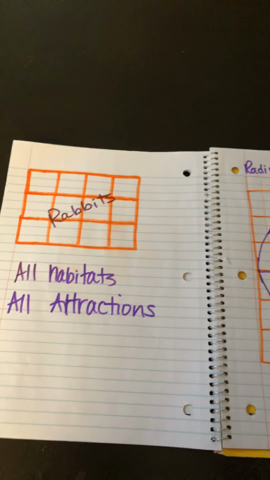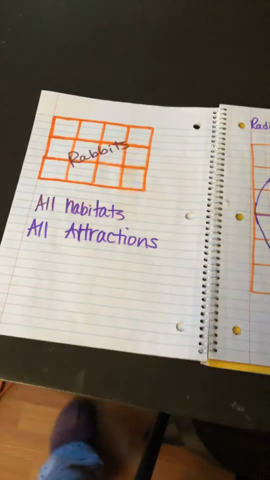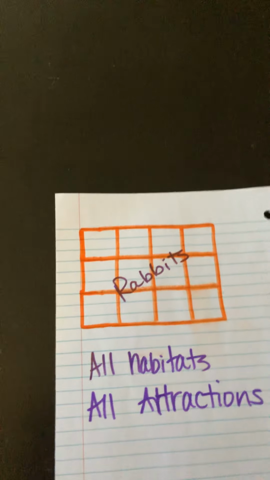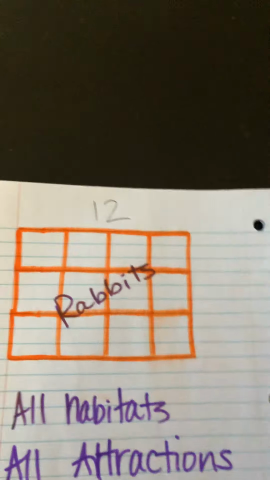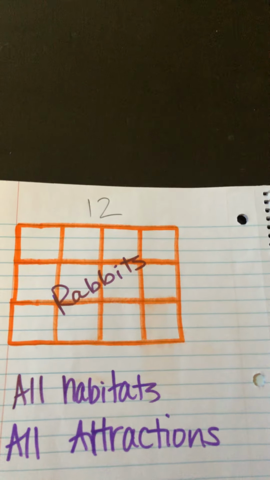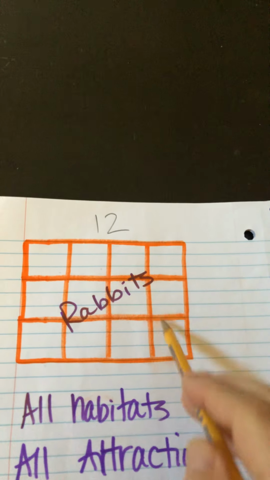I don't have graph paper, so I kind of tried to draw it out in my notebook so you would see. So when your rabbit, if you did rabbit, let's say, they have an area of 12. So you have to make sure that each one of those boxes equals 1 square meter. So you would just have to make sure that you have 12 boxes.